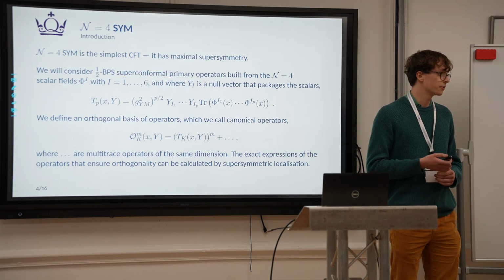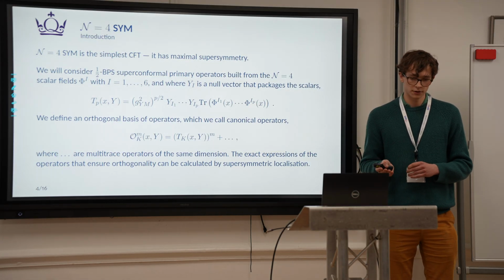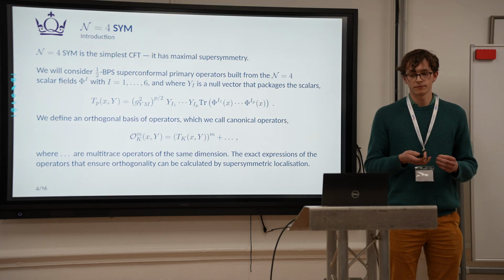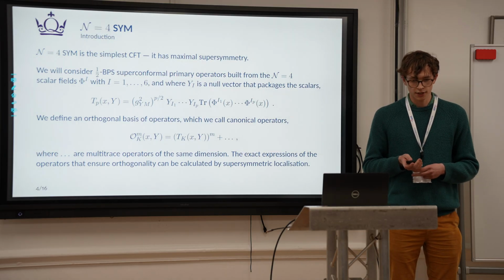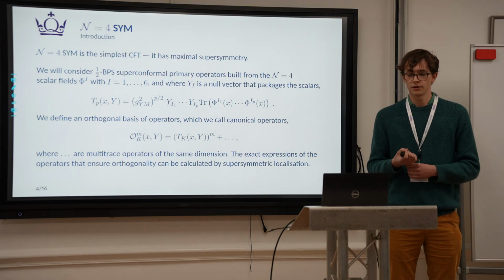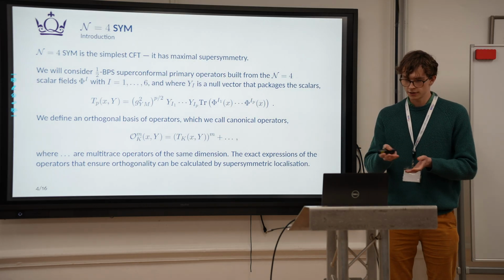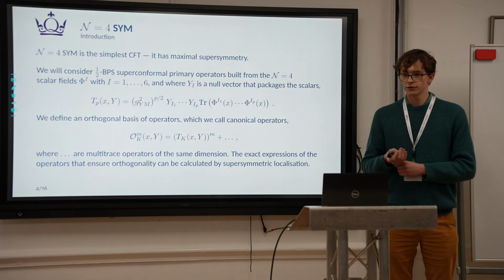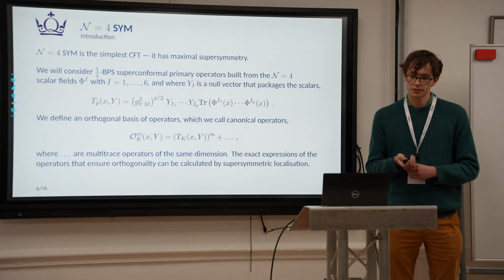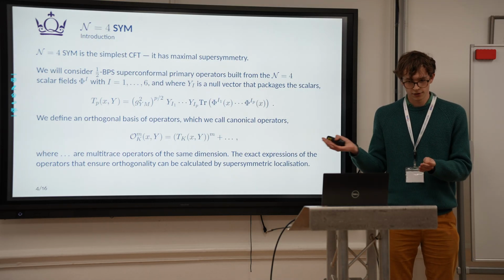So within N=4 superconformals, we will consider these operators. So these are half BPS superconformal primary operators, and they're built out of the scalar fields. So there are 6 scalar fields, and you can package them with this null vector y. We can just consider this general package of 6 scalar fields. So this here, this T_p, is the single trace operator. So it's just a trace over some number of scalar fields.